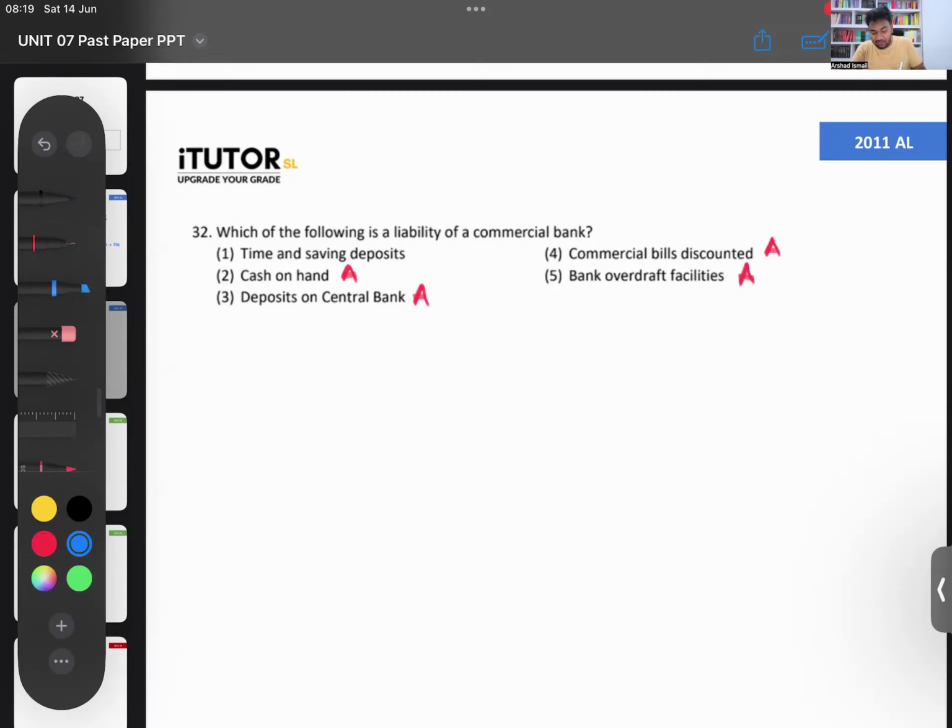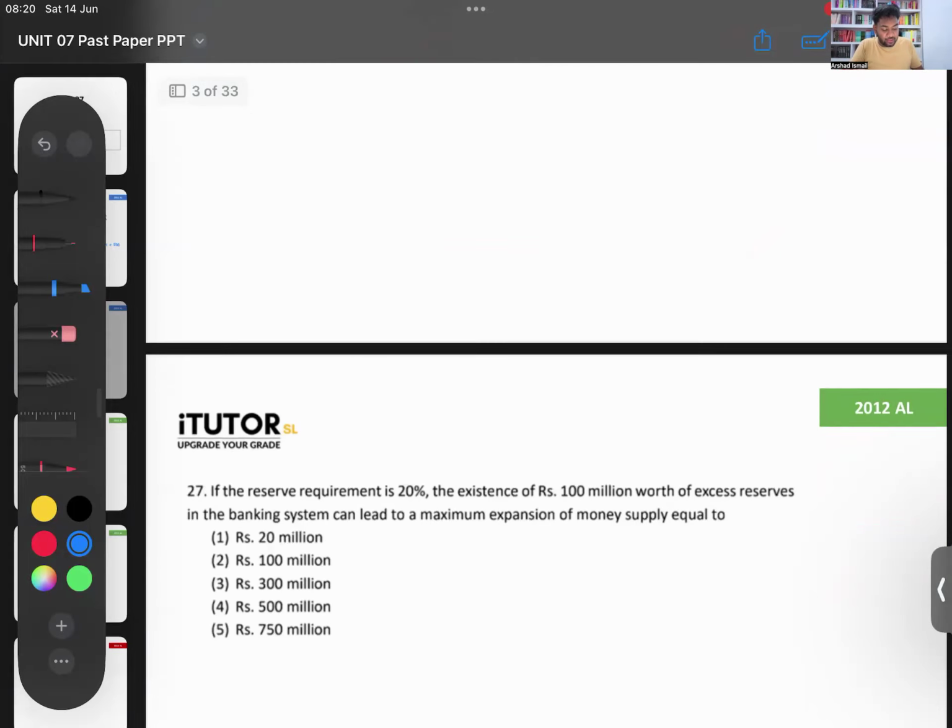The liability there is number 1. Any deposit is a liability because those are not the commercial bank's money. When, let's say, I go and deposit 100,000 in a bank, for me it is an asset. But for the commercial bank, that becomes a liability. So remember, any deposits are liabilities for commercial banks. So here the answer would be time and savings deposit. Demand deposits, any deposit will be a liability. So 32, answer number 1. Moving to the next. So coming into 2012 now.